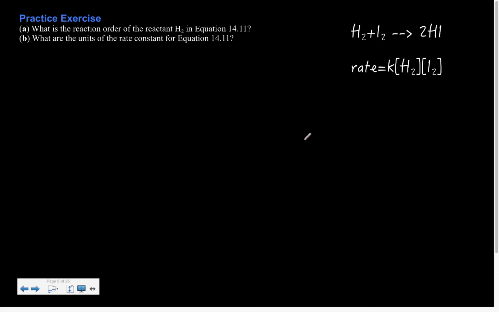Okay, so this practice exercise says, what is the reaction order of the reactant H2? And these are our equations over here. So if we look here, what is the exponent of H2? Right, 1. So the answer is 1. That's it, because that's the order of H2. Now, if we were asking for the overall order, it would be 1 plus 1. So the overall reaction order would be 2.